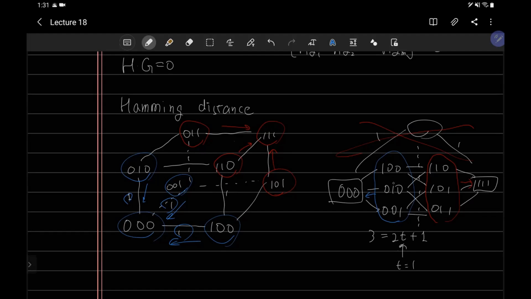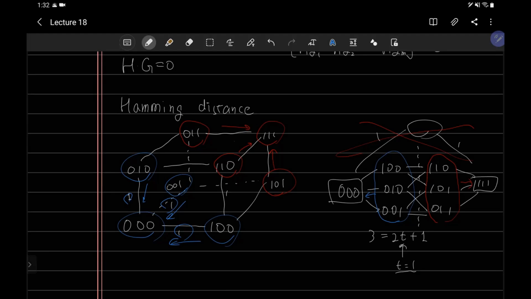But if we have more than 1 bit error, then the problem is you might start from here, but because of too many errors, you might end up at this place. And then in this case, there is no chance that you will correct this one back to here, because it will be more reasonable to correct this one to 111 rather than 000. So again, t basically means the maximum number of error bits you can properly correct.